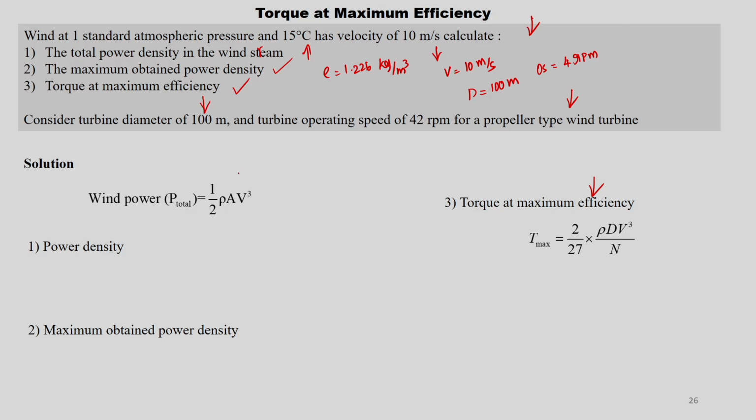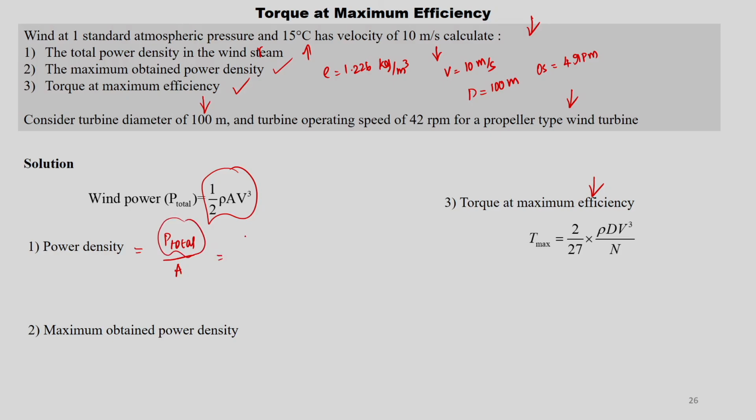So, the wind power is half rho A V cube, that we know. The power density here is P total upon A. You might be wondering: energy density is energy upon volume, and power density is power upon volume. That is not the convention followed here, in wind energy calculations as well as in membrane applications. So, the power density is defined as the total power upon area.